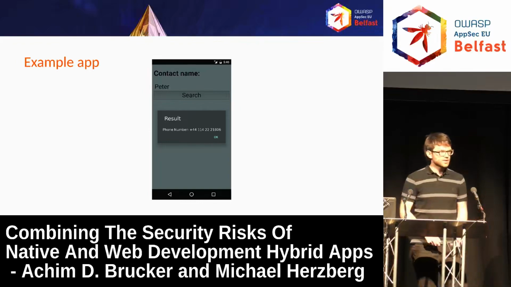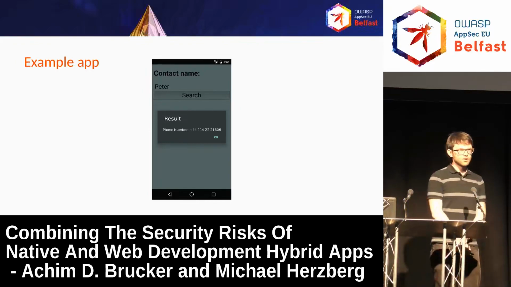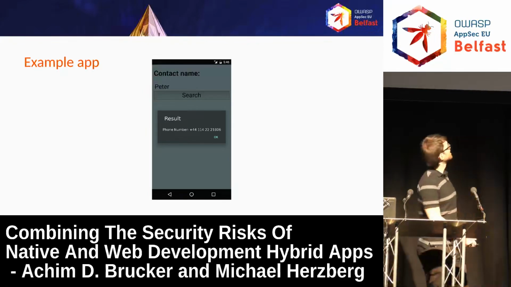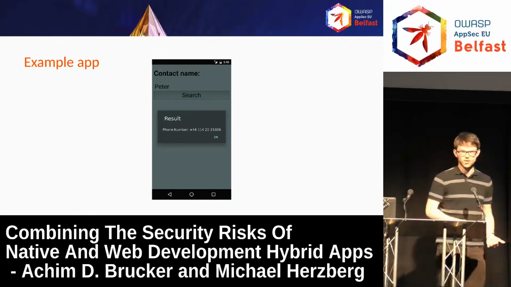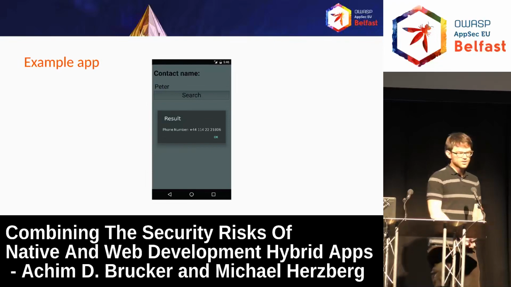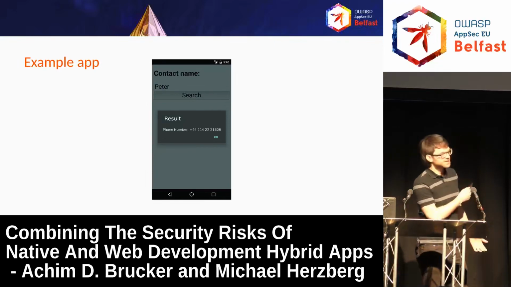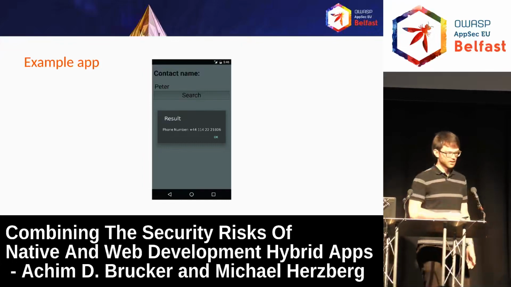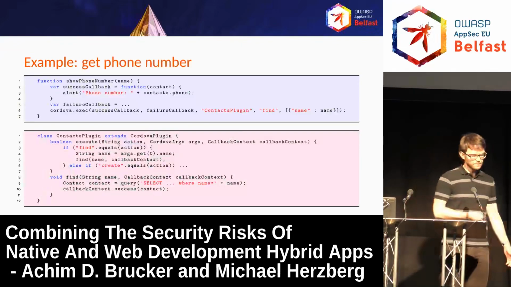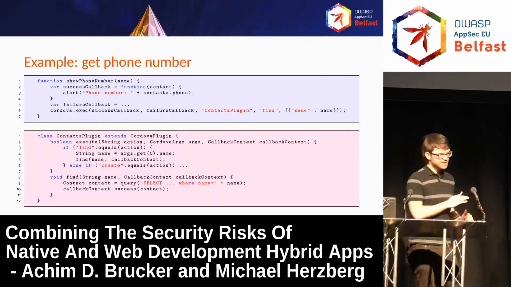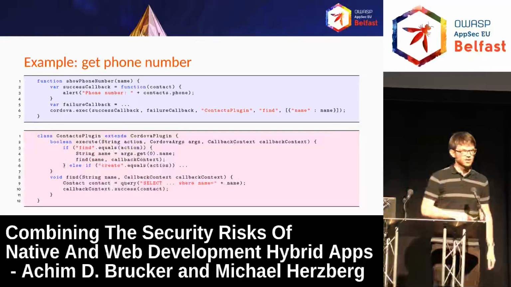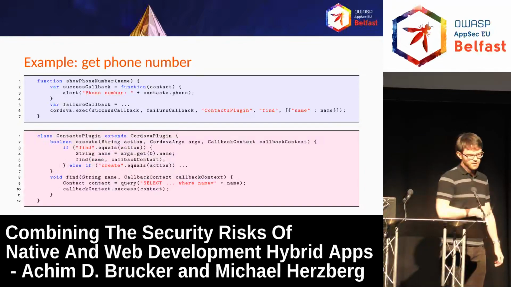So let's shortly introduce a quick running example of a small hybrid app that we're going to use. This is a very simple app. It just gives you one window where you can search for a contact name. The app will then look up the phone number from your local contact book and simply display the telephone number it found in the telephone book. I'm not sure how much you can actually read, but this is the main part of the hybrid app that you just saw.